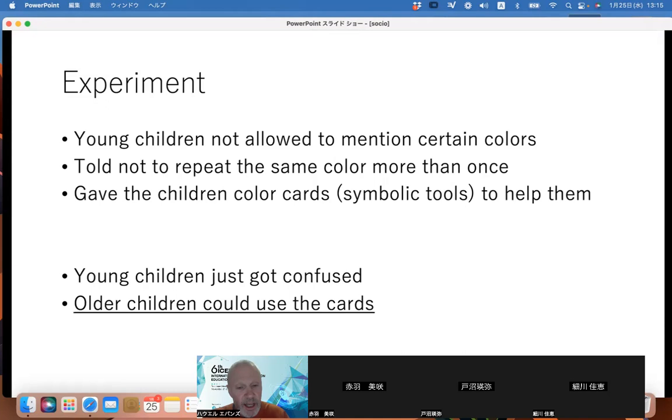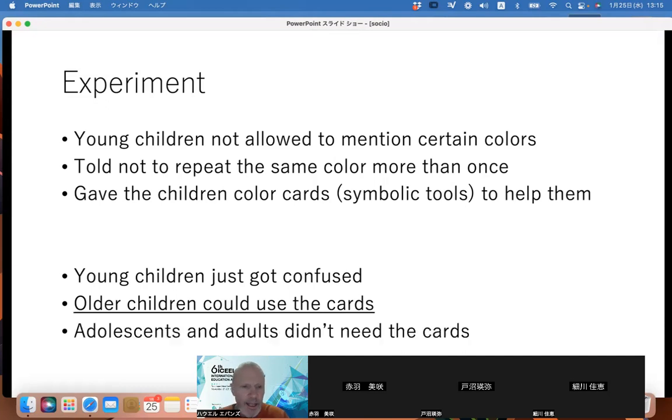Older children could use the cards. So in other words, looking at the cards, I mustn't say that, okay. And then they can do it. And then adolescents and adults just didn't need the cards at all. And the basic idea here is that you've got symbolic tools to help, right? Now, how does that work?